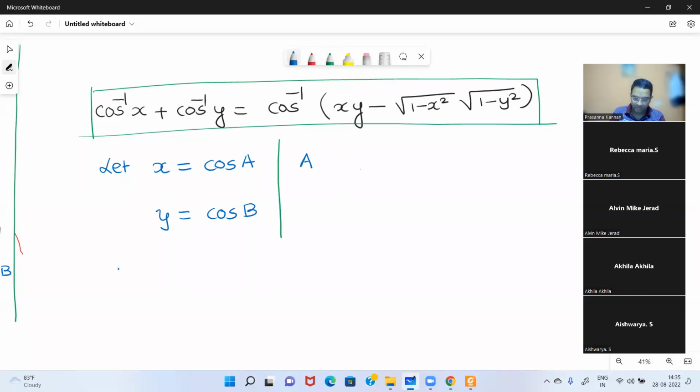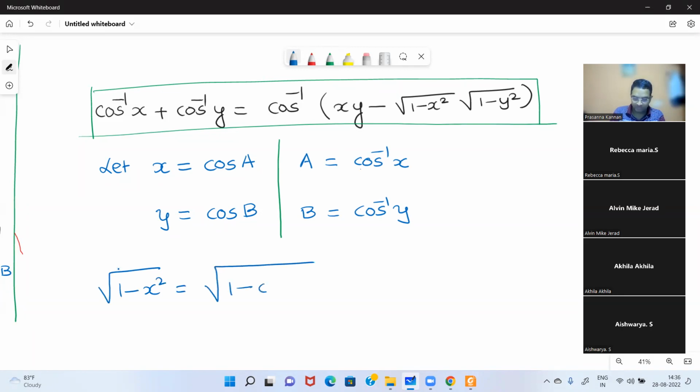Then what will be the angle A? Cos inverse x. What will be angle B? Cos inverse y. Now, can you tell me what will be root of 1 minus x square? Root of 1 minus cos square A. What is 1 minus cos square A? Sine square A. Root of sine square A? Sine A. Exactly. So this will be sine A.